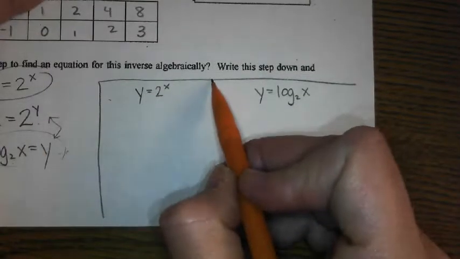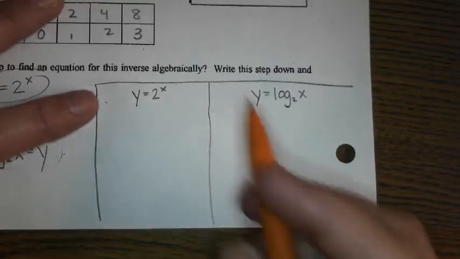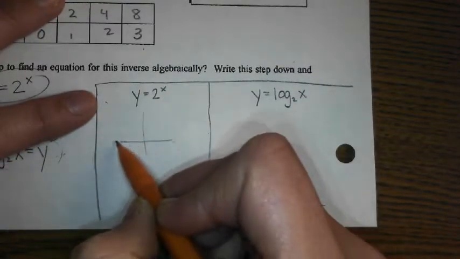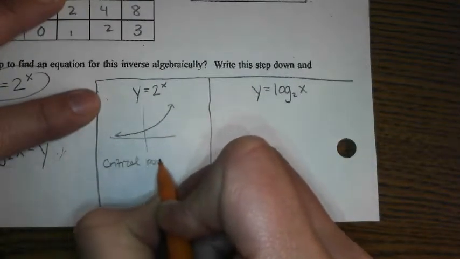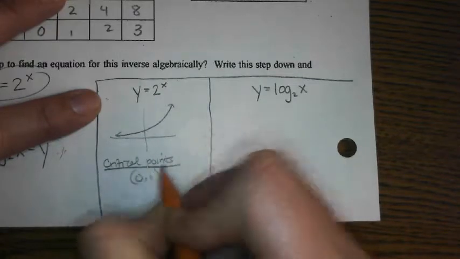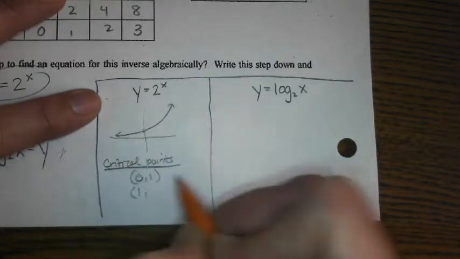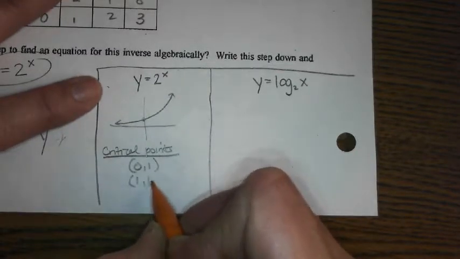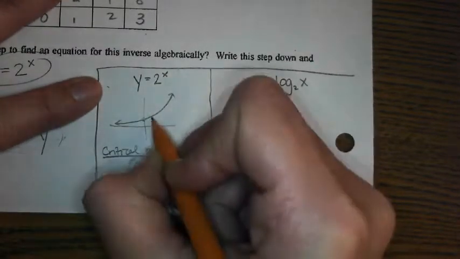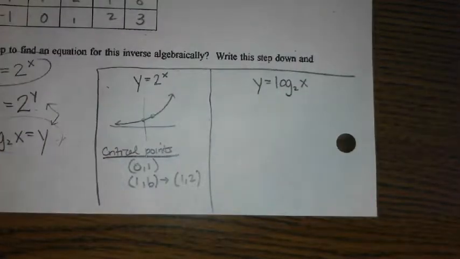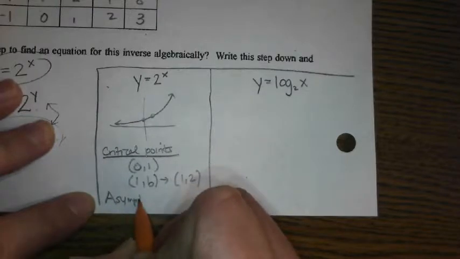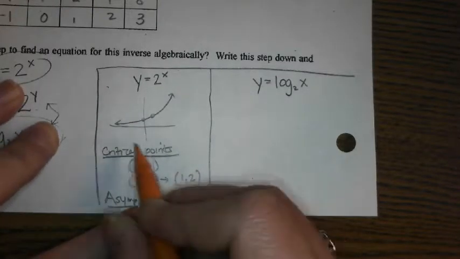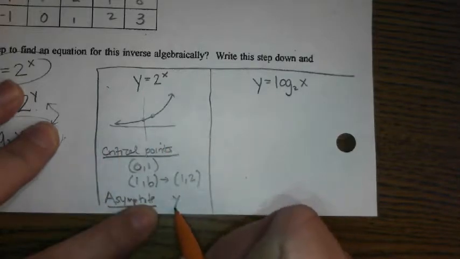When we were dealing with exponential equations the other day, what were our critical points? 0, 1, and 1, comma, b, which in this particular case happens to be 1, comma, 2. And what was the other critical feature of exponential functions? We have an asymptote, and where is that? The x-axis, which is technically y equals 0, right?